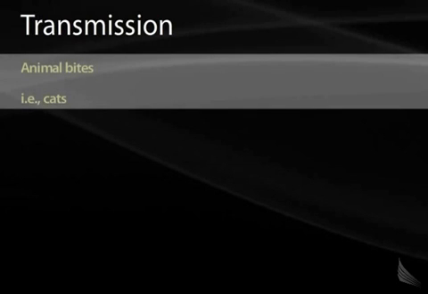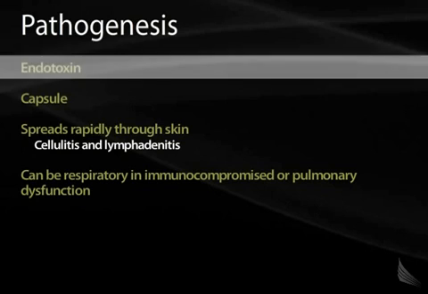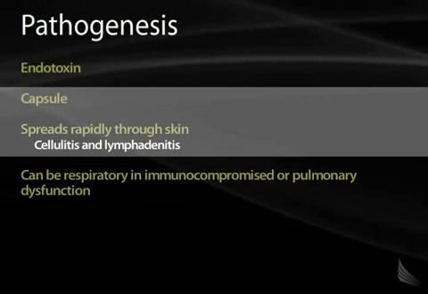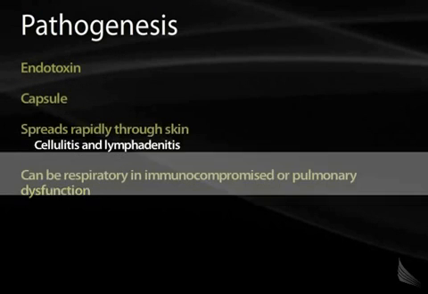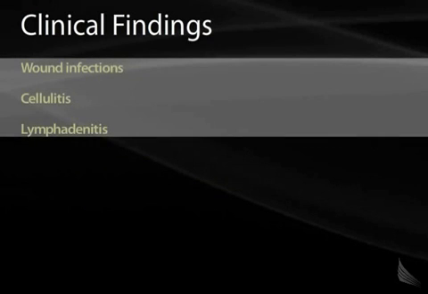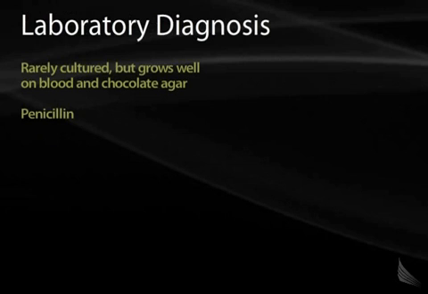Transmission comes from animal bites, frequently in the form of cats. As it's gram-negative, it has endotoxin, but other pathogenic features include its capsule and its ability to rapidly spread through the skin, which causes a cellulitis and a lymphadenitis, and it can become respiratory in immunocompromised or pulmonary dysfunctional people. The clinical findings are wound infections from cat bites. You can get an associated cellulitis or lymphadenitis, and so you think of Pasteurella.